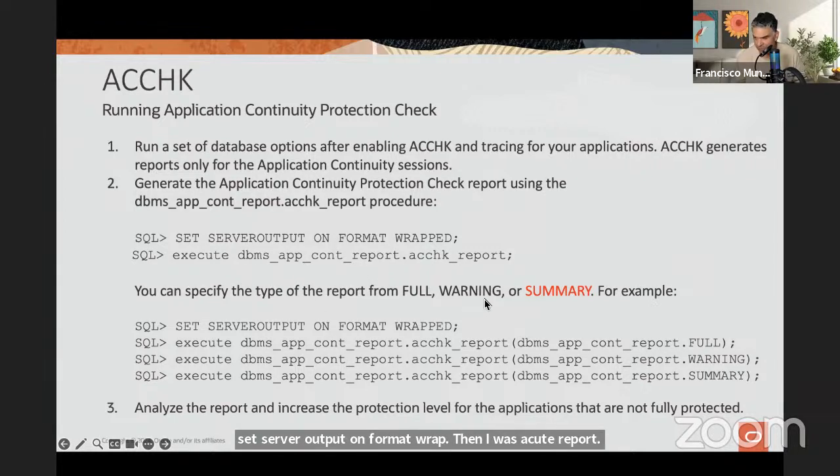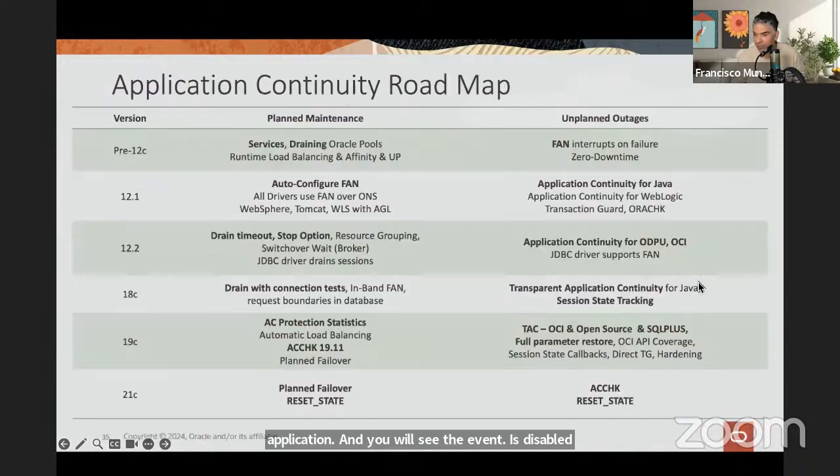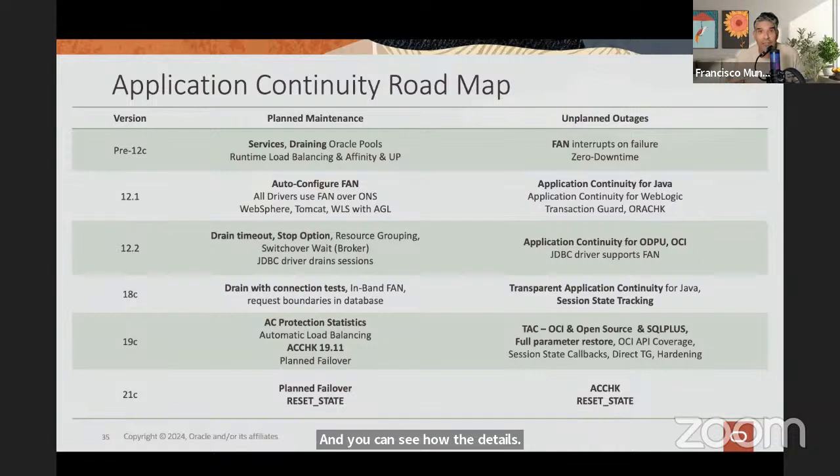By default, it generates as a summary, only with summary details. But I can also generate it saying I want a full report, I just want a report of the warnings, or I just want the default, that's the summary. And then I will analyze the report and increase the protection level for the applications that are not fully protected. This is one example of the report generated by the application, and you will see the event type is disabled and so on, was a commit, a SQL*Plus, and so on, and you can see all the details. Application continuity has been evolving since it was launched the first time on 12c.